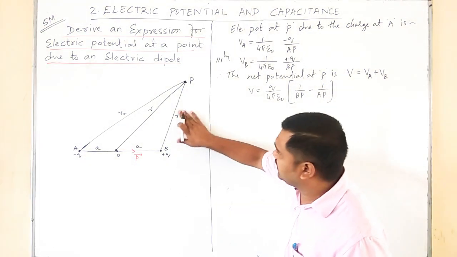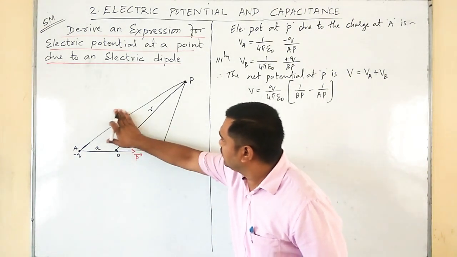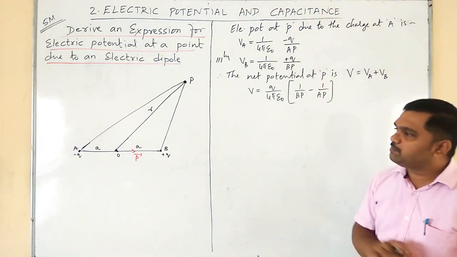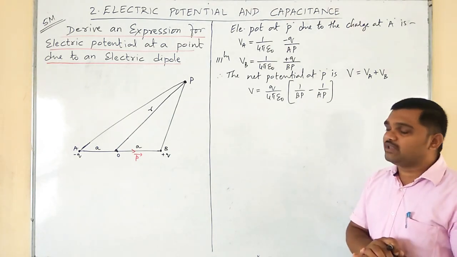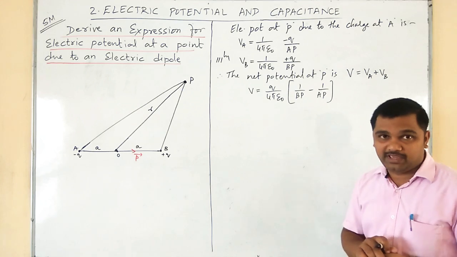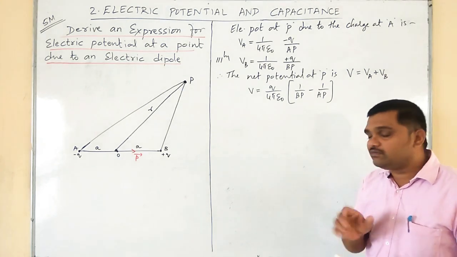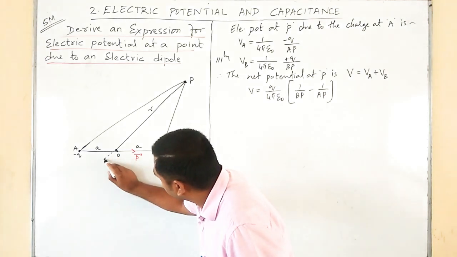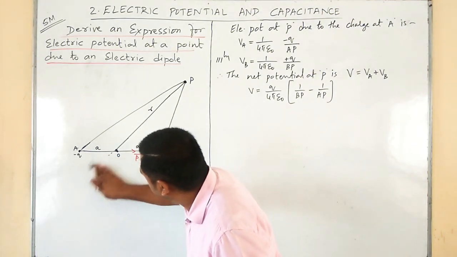Okay, I think it will confuse you. Therefore, I will rub this. Now tell me, what is the value of AP and BP? How to find the value of AP and BP? For that, what we will do is extend this line up to this point.